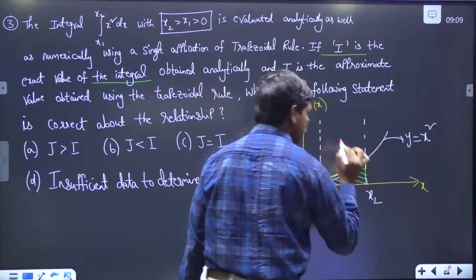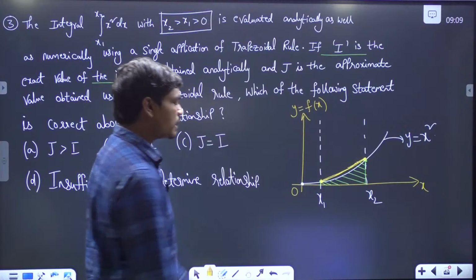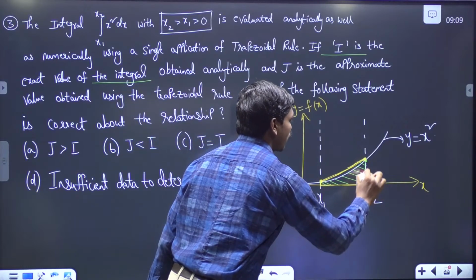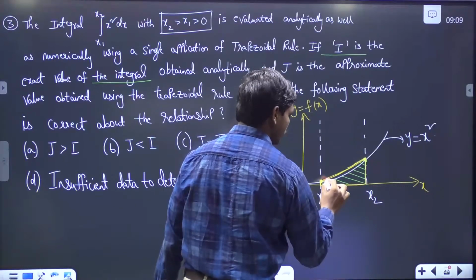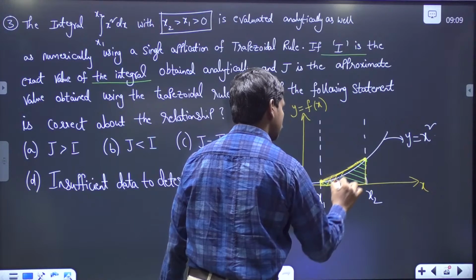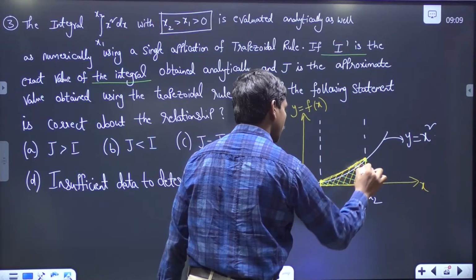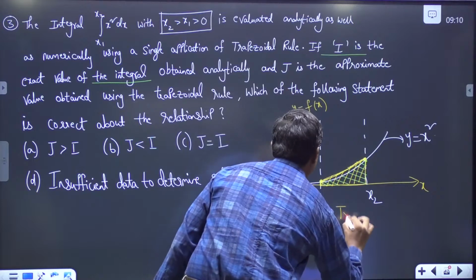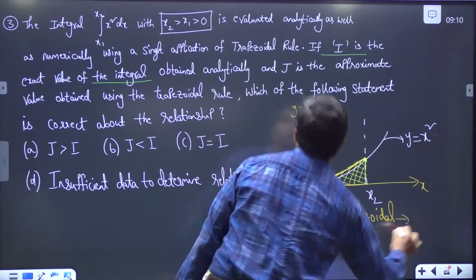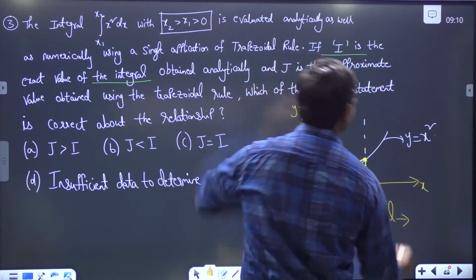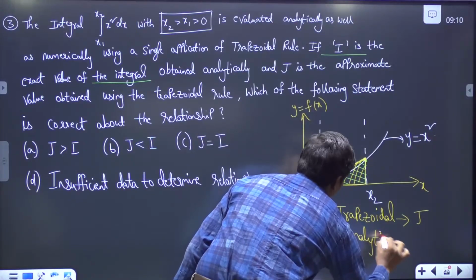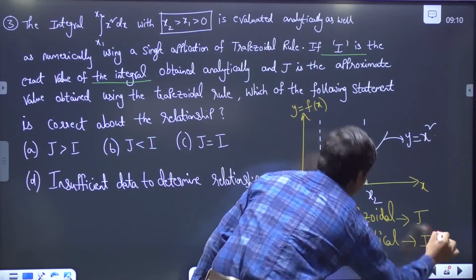So geometrically, you should know all these things. Only then can you answer this question. If you are applying the trapezoidal rule, we are fitting these 2 points with a straight line, and the area of this trapezium is something like this. Now the trapezoidal value, the value you got when you evaluated using the trapezoidal rule, is J, and the analytical or exact value is I.